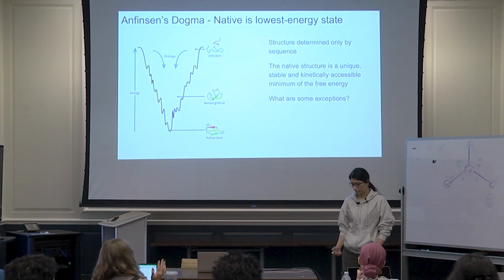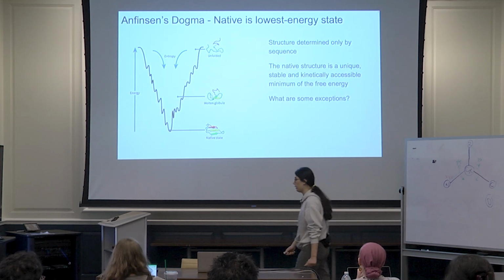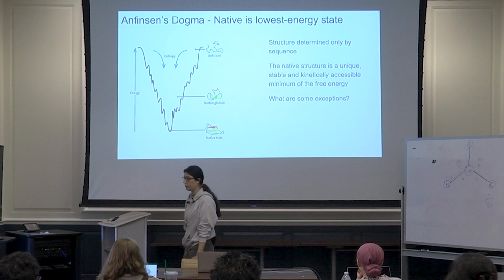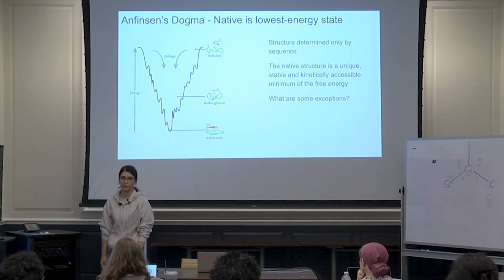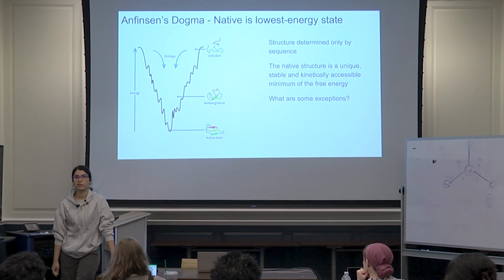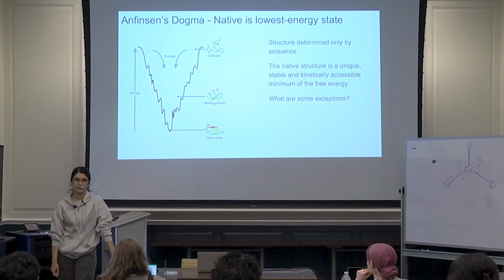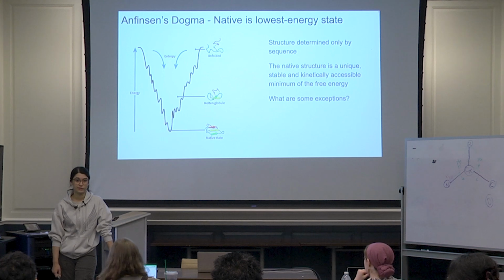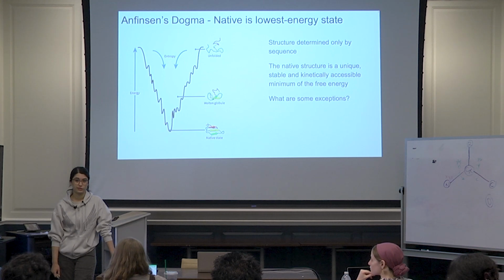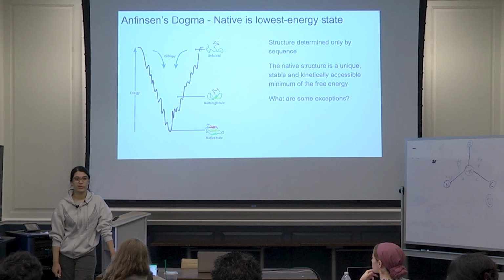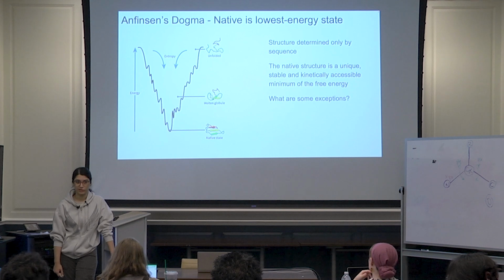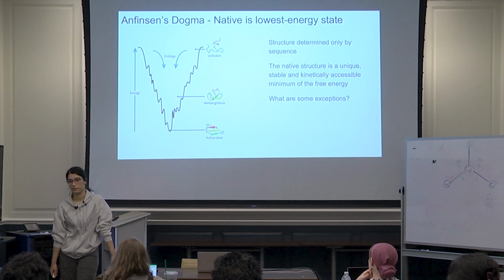Okay, so everybody agrees. Is it possible to have alternative conformations of a protein? Can a protein have two native states? Can it have three native states? Raise your hand if you think a protein, by this definition, could have three native states.